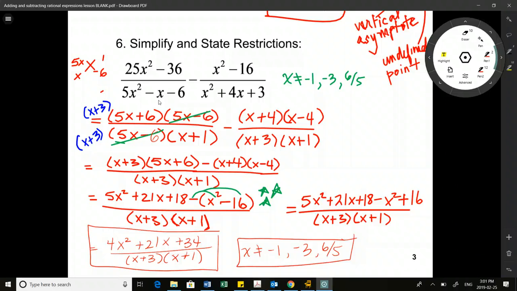So final restrictions, can somebody tell me which of these are vertical asymptotes and which of these are undefined points? Isabella? -1, -3 are the vertical asymptotes. Right, how do you know? Because they're in the final. Right. So restrictions that you can see in the final solutions, those are vertical asymptotes. Whereas the 6 over 5, it got canceled along the way. That's just an undefined point.